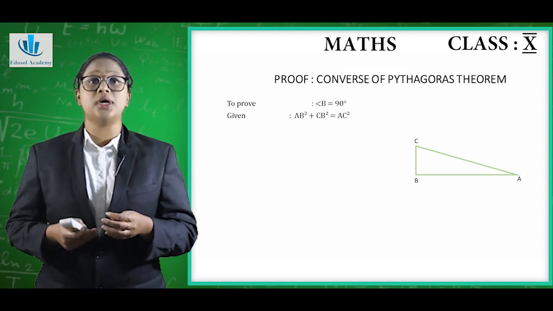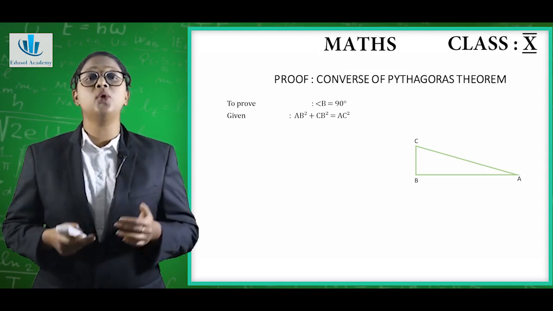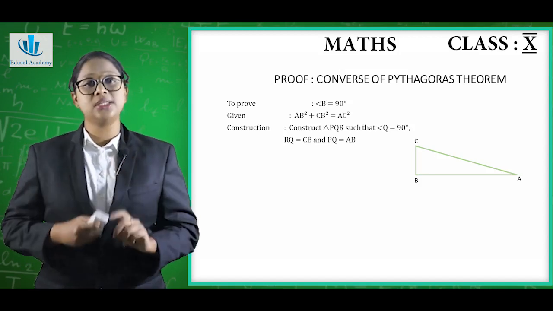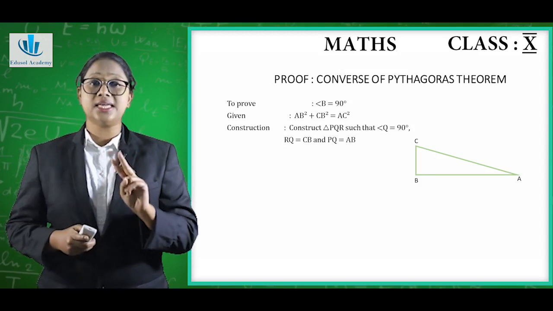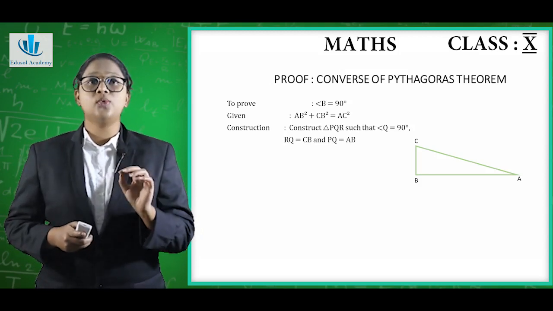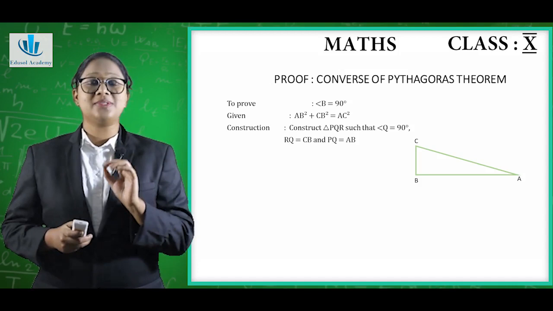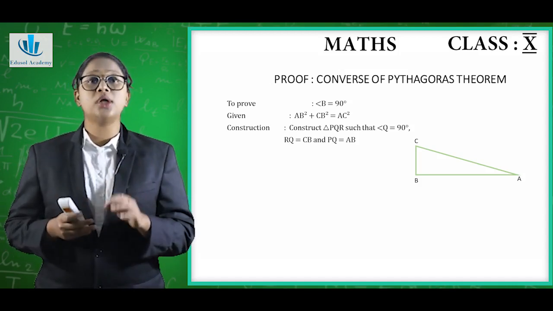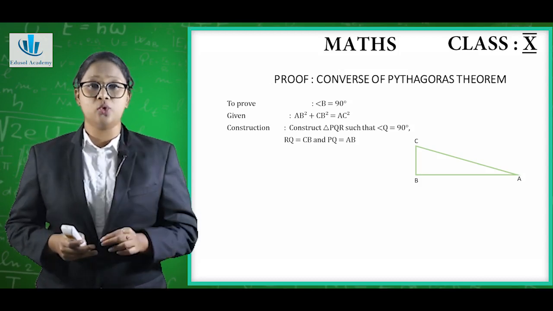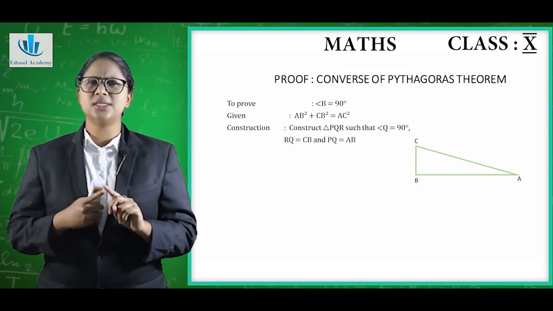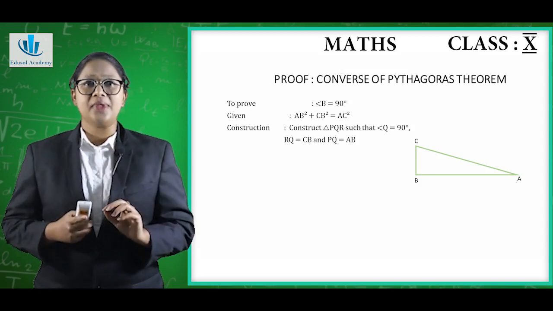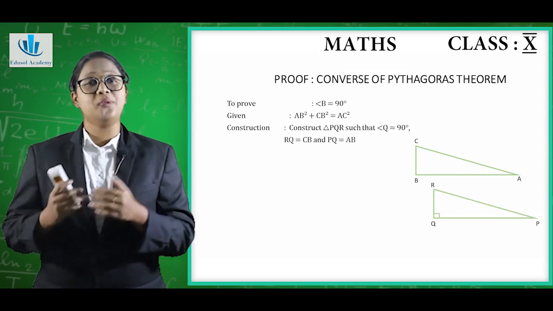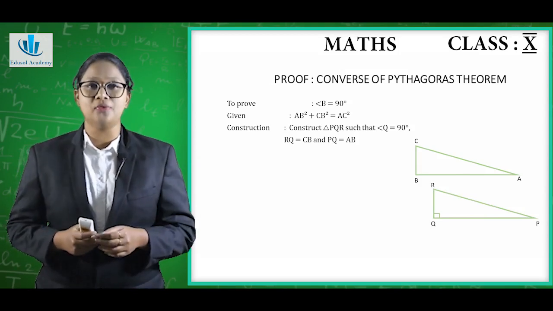Now we have to construct a whole other triangle PQR with two conditions. The first condition is that angle Q is equal to 90 degree, and the second condition is that RQ should be equal to CB and PQ should be equal to AB. So PQR should be constructed strictly following these two conditions. What are the conditions again? Angle Q is 90 degree and PQ should be equal to AB and RQ should be equal to CB. Now let's begin the proof.